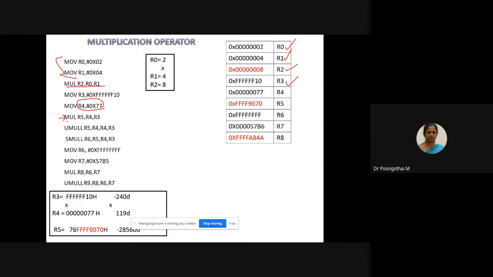When we use this MUL instruction, your processor always thinks that these inputs are unsigned numbers, not signed numbers, according to your processor's understanding. So here you have to give unsigned values alone. Is that clear, students? Yes, ma'am. Okay. What is the answer? Do it in the calculator and tell me.